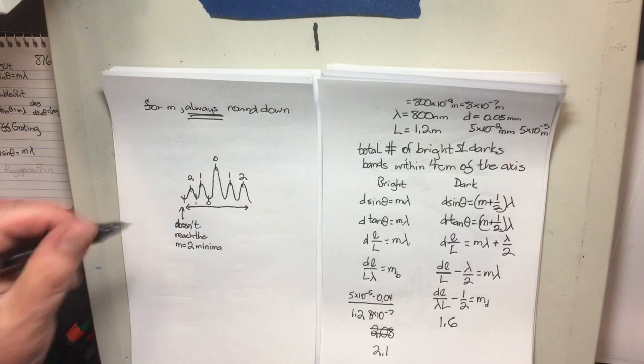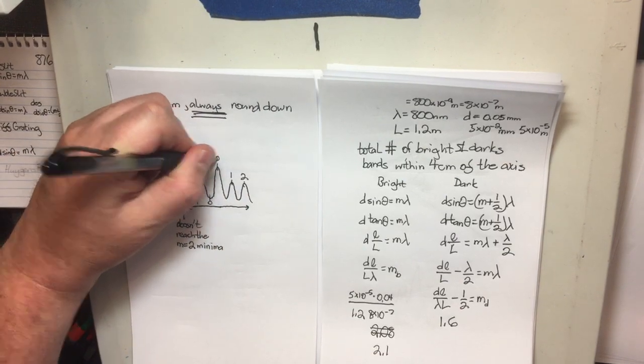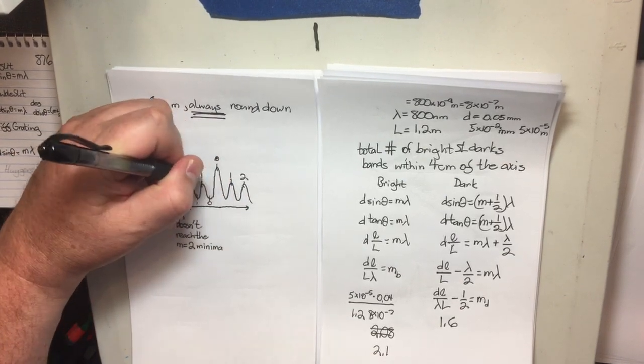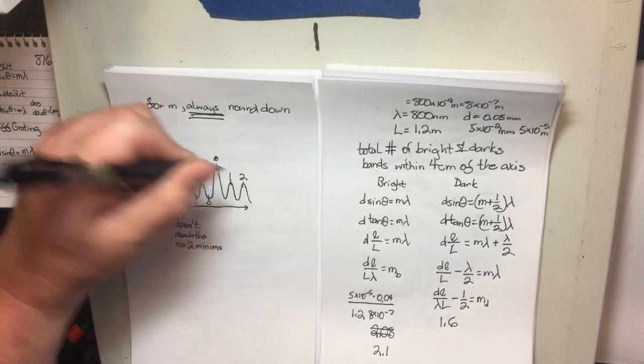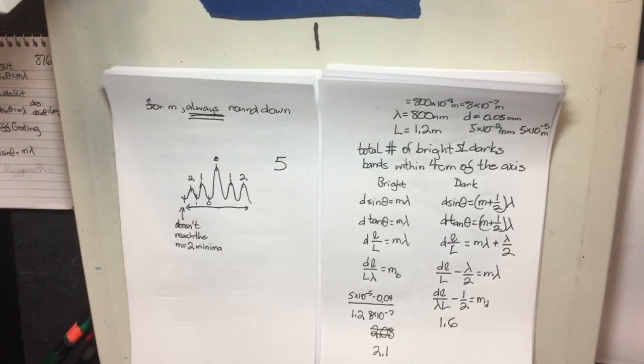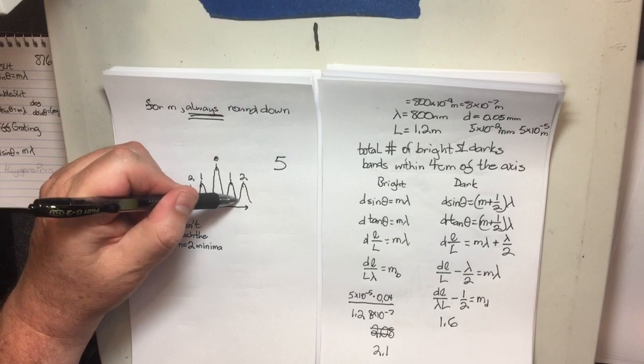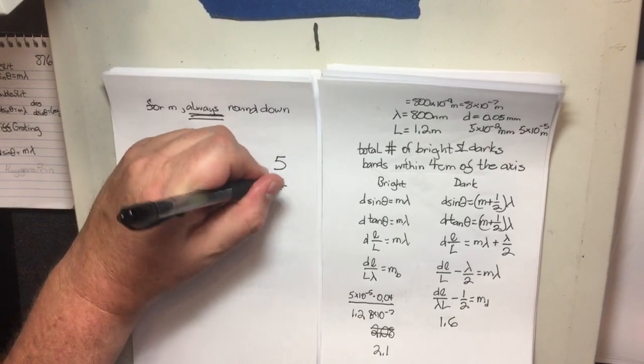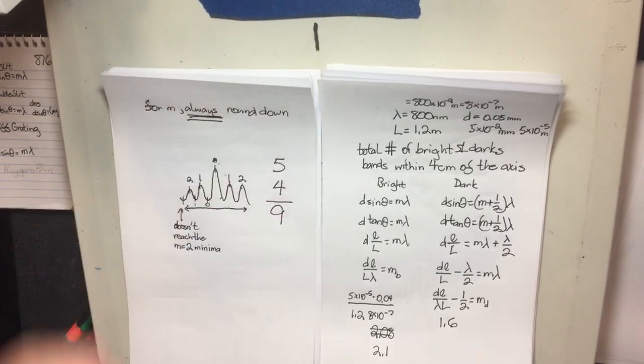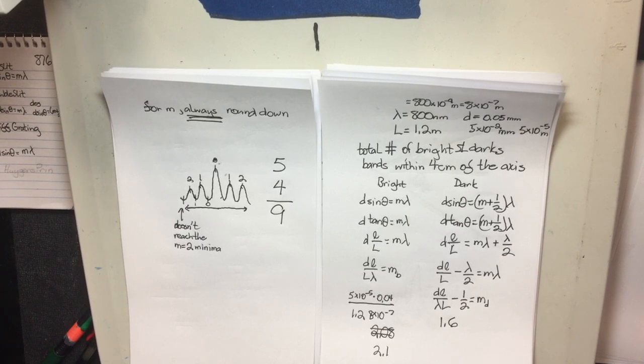So the total number are, I've got 0, 1 band, 2 bands, 3 bands, 4 bands, 5 bands, 5 bright. I've got 1, 2, 3, 4 dark bands. So the total is 9. You cannot have a fraction of a band. You either have a band or you don't have a band.